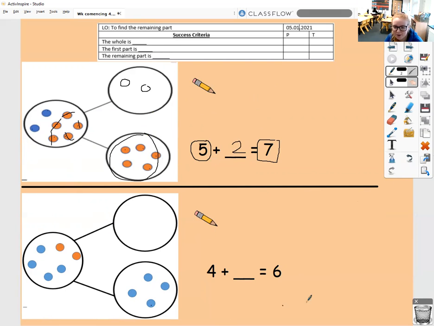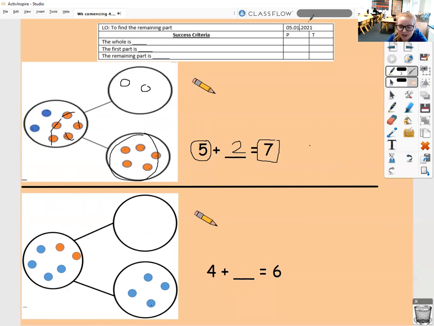Okay, again, I would like you to pause and have a go at doing this one in front of you. You need to draw the remaining part counters into this part here and fill in the remaining part on your number sentence. Pause the screen and do this on a piece of paper and make sure you send me your work. Okay, off you go.